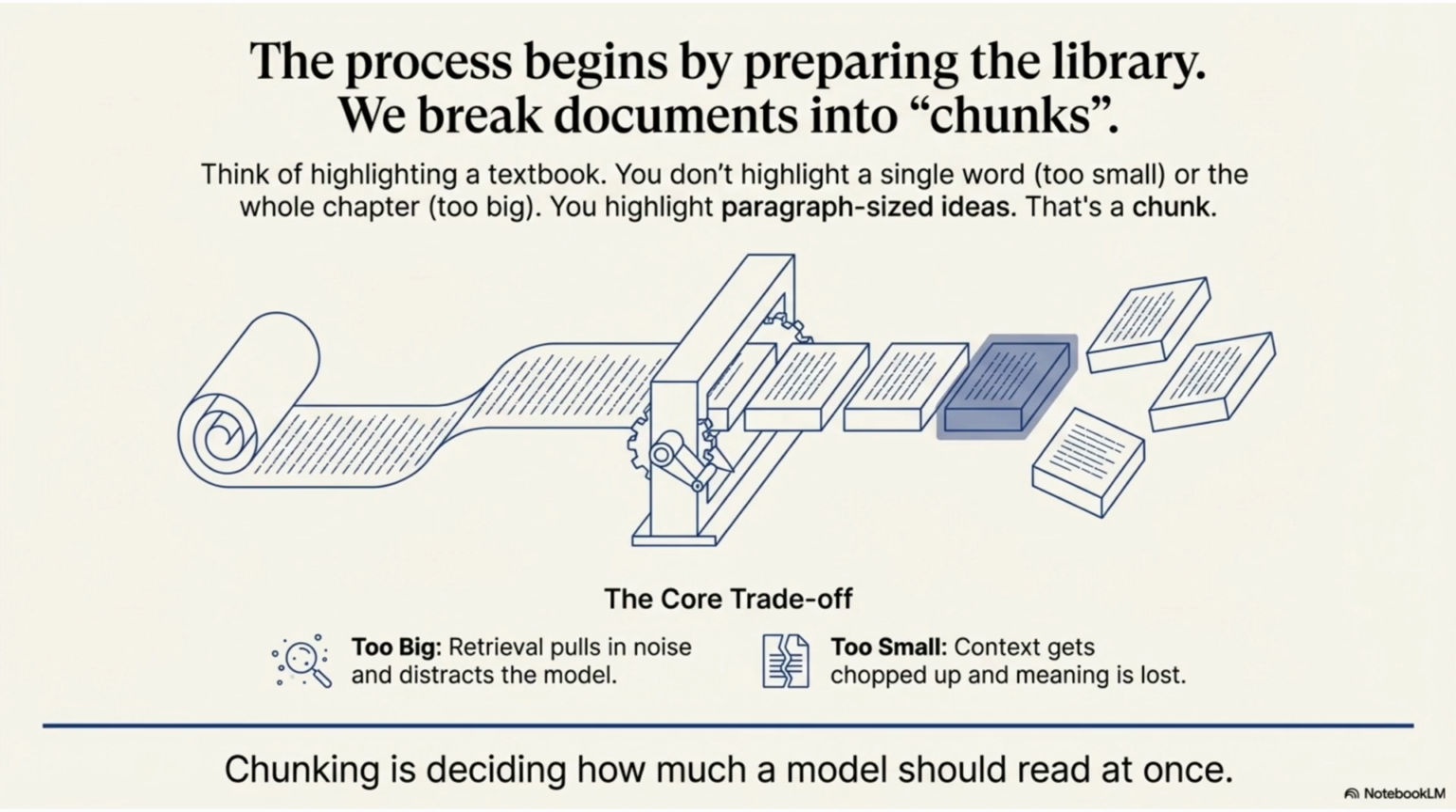The RAG process begins by preparing the library, where we break documents into, quote, chunks. A chunk is a paragraph-sized idea, similar to highlighting a textbook. Chunking is a core trade-off. Chunks that are too big pull in noise. Chunks that are too small risk losing context. Chunking is deciding how much a model should read at once.